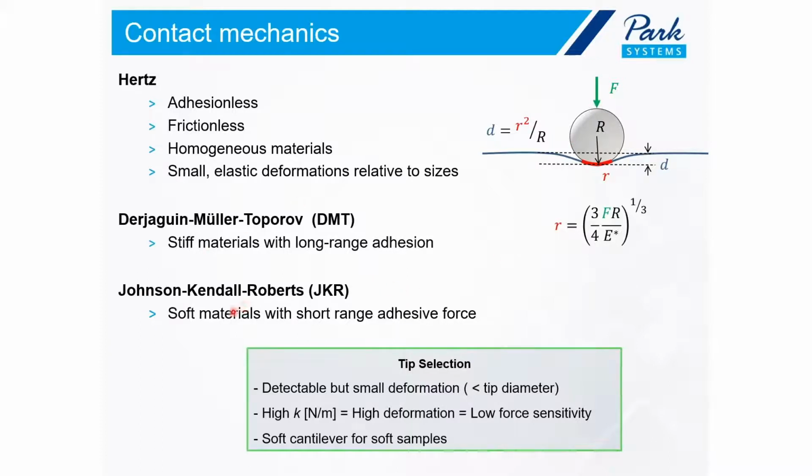The reason I'm talking about contact mechanics is that understanding a little bit about contact mechanics helps with the tip selection as well. The goal is to have detectable but small deformations on the order of a couple of nanometers, and the deformation should be smaller than the tip diameter. And actually, with pinpoint and nanomechanical mapping, it's not recommended to use a very sharp tip because within a few scan lines, it will become blunt. And so, yeah, the tip shape changes quite a lot.